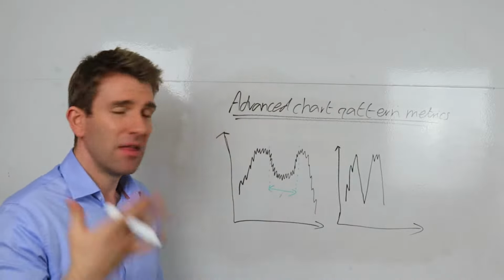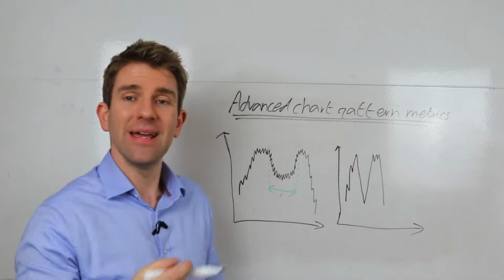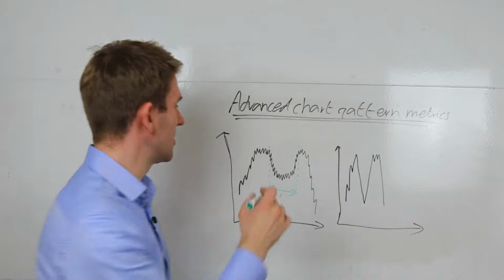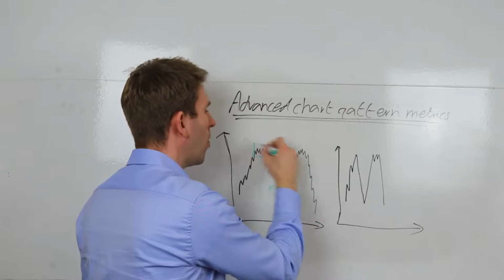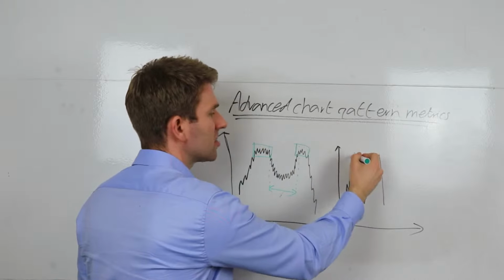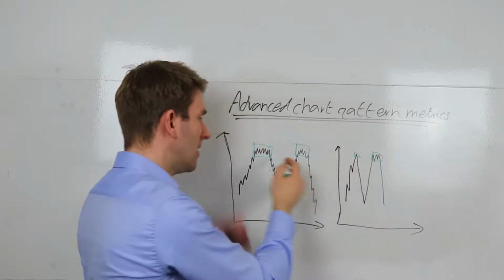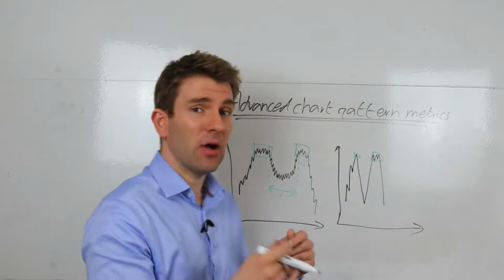So there's that. The other thing you might not have thought of is the width of the peaks. So we've got these peaks here. How wide are they? In this case, it's very, very small. This one's a little bit bigger, but those are much wider. And how do you assess that?